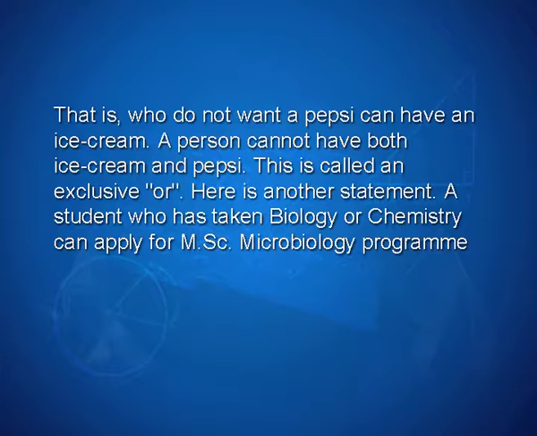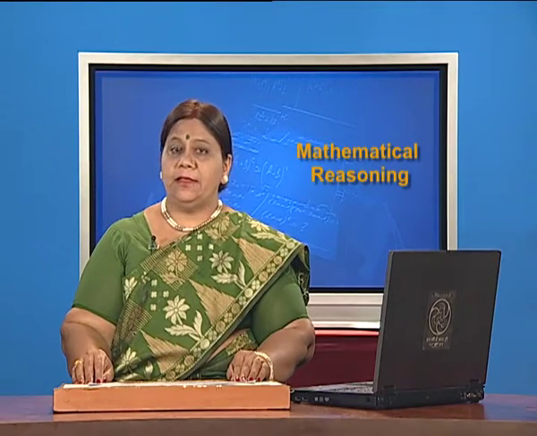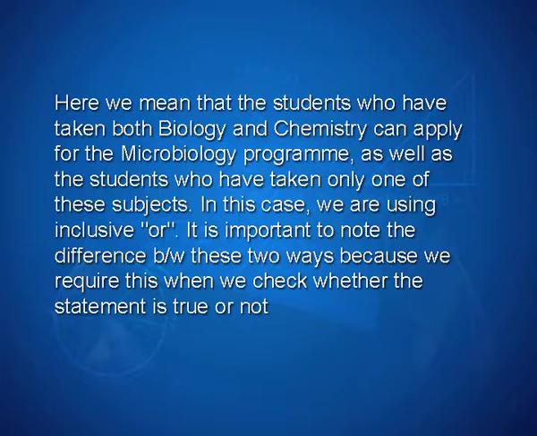Here is another statement. A student who has taken biology or chemistry can apply for the MSc microbiology program. Here we mean that the students who have taken both biology and chemistry can apply for the microbiology program, as well as the students who have taken only one of these subjects. In this case, we are using inclusive or. It is important to note the difference between these two ways, because we require this when we check whether the statement is true or not.